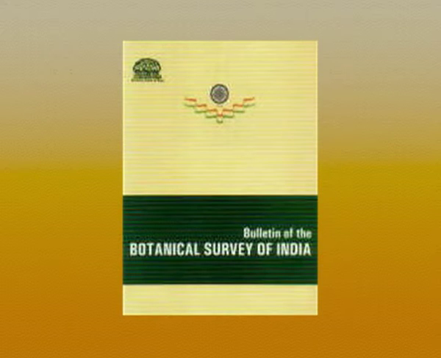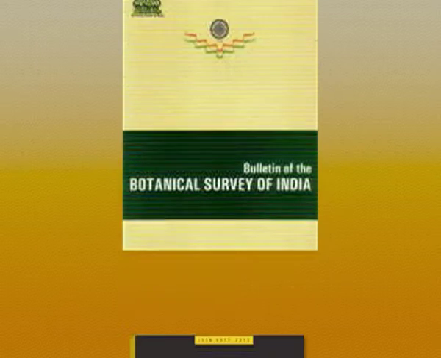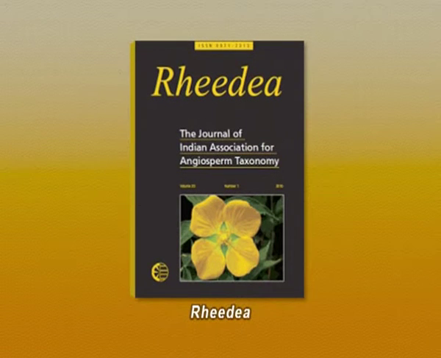that is published by Botanical Survey of India, Kolkata, or we have a journal by the name of Rheedea, that is published by a society called as Indian Association of Angiosperm Taxonomy. All these journals provide the forum where the taxonomists publish their immediate results.